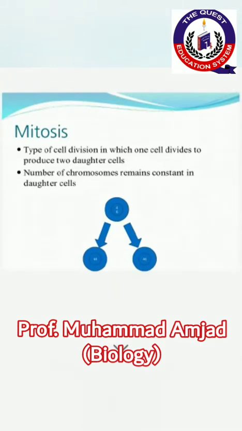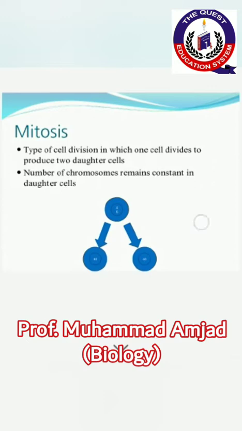In our previous lecture, we discussed the cell cycle, which completes in two main phases. The first one is the interphase and the second one is the M phase, which is also called the mitotic phase. In the previous lecture, we discussed the interphase. Today our topic is the M phase. M phase is further divided into two main subtypes. The first one is mitosis and the second one is meiosis. In today's lecture, we are going to study mitosis.